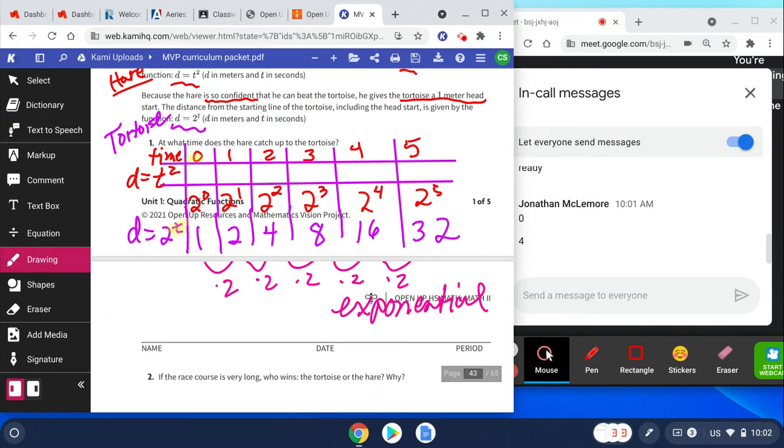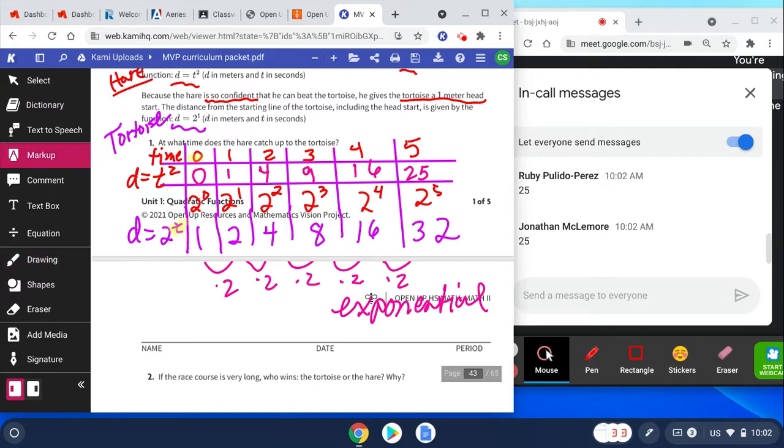Okay, so Jonathan's saying 0 squared would be 0. 1 squared would be 1. 2 squared is going to be 4. What's 3 squared, you guys? Nice, Ruby. What's 4 squared? Nice. And what's 5 squared? Nice. Okay, so now we've got these two functions, and they asked me, when did the tortoise catch up?